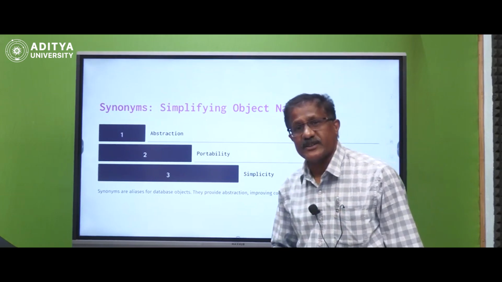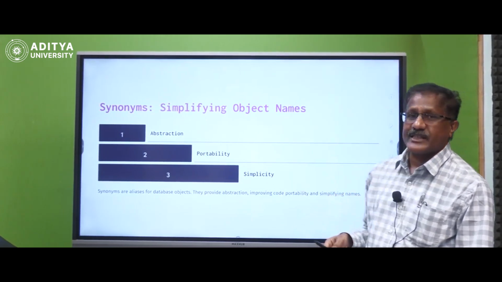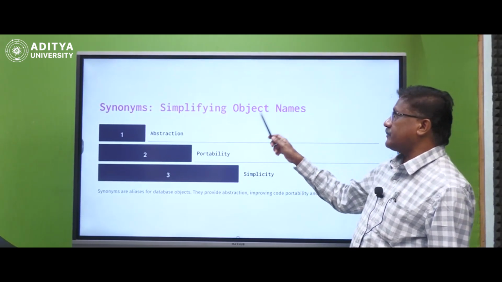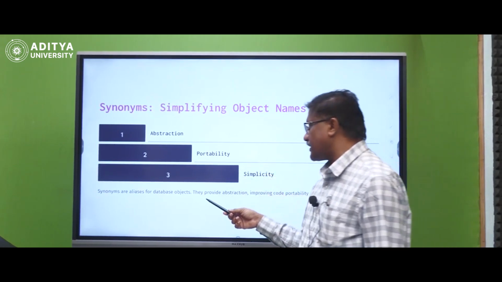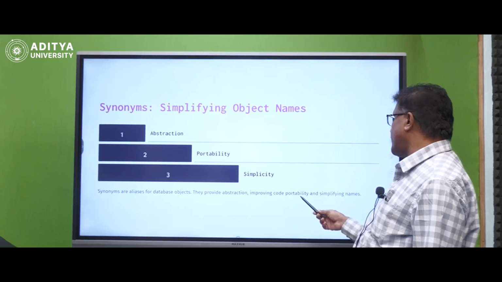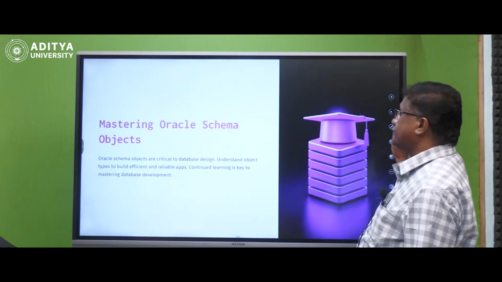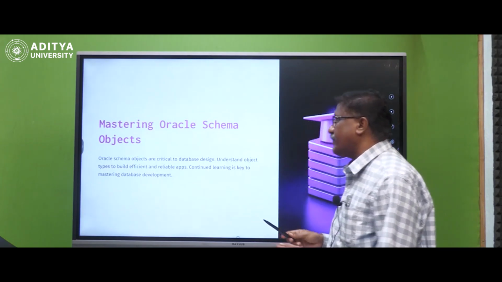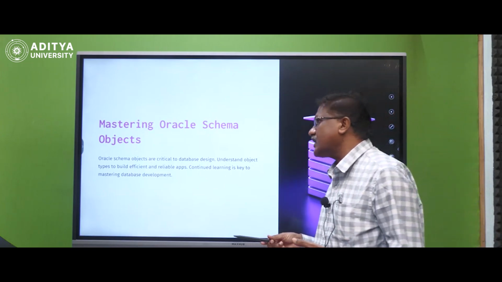So another database object is synonym. It simplifies the object name. Synonym is nothing but the same meaning, but here we are having the object. Simplify the object name, abstraction, portability, simplicity. These are the three concepts applicable in the database objects. It provides portability and simplifies the names for the particular objects on the table. So all these things can make us master the schema objects and their value for the database.